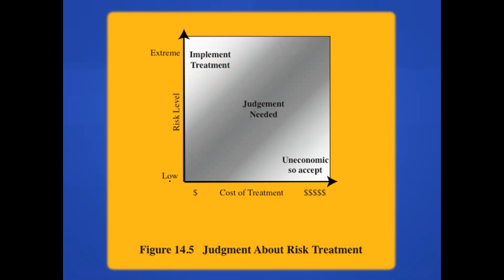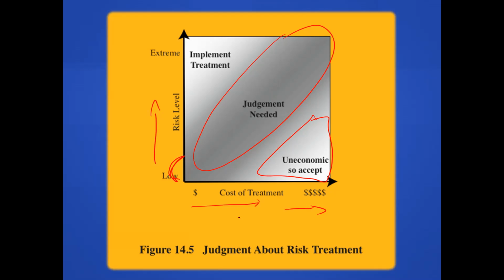if the risk is very low in this area and the cost is just astronomical, really high, then it's uneconomic. So you basically accept the risk. It's too expensive. You're not going to spend a fortune on something that's very unlikely. Now, this dark gray area here is the area where more judgment is needed because it seems to be proportional. As the risk starts to go up, the cost will go up, which makes sense. So you kind of have to figure out the balance. How much risk can you take? How much can you mitigate, etc.